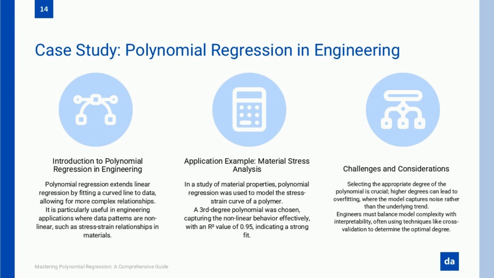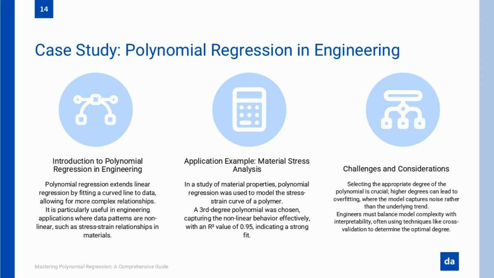In control engineering, polynomial regression helps develop system models that predict how a system will respond to various inputs. For example, in robotics, engineers use polynomial regression to model the relationship between motor torque and angular velocity, ensuring smooth and precise movements. In aerospace engineering, polynomial models are used to analyze aerodynamics and predict aircraft behavior under different flight conditions. The selection of the appropriate polynomial degree is critical in engineering applications.